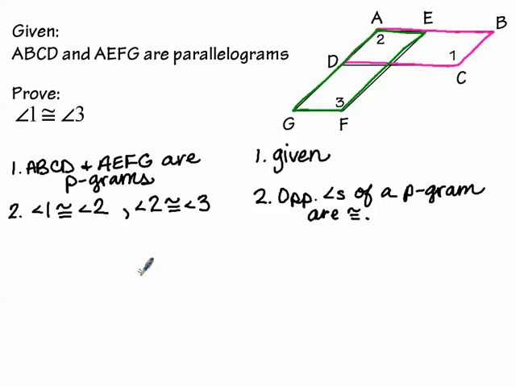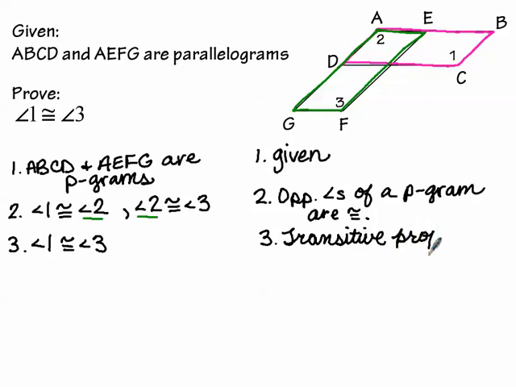Now at this point you should see two congruence statements, both of which involve the same angle, angle 2. So that same transitive property that we applied in the last proof will be useful here as well to make angle 1 congruent to angle 3. Specifically, this would be the transitive property of angle congruence. And that takes care of that proof.